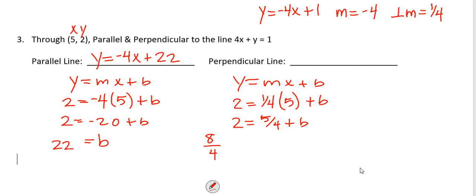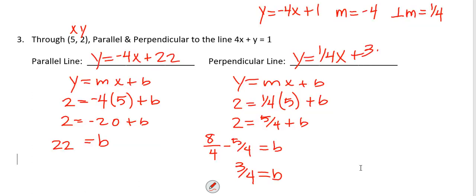8 divided by 4 is 2. And then we're going to subtract that 5 over 4 from it. That's going to equal our b. So b here is going to be 3/4. So once again, we're going to plug in our y-intercept and our slope. So y equals 1/4 x plus 3/4.